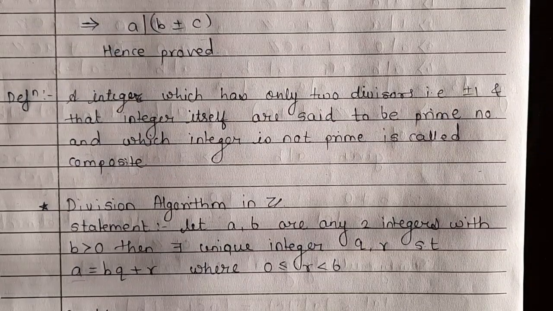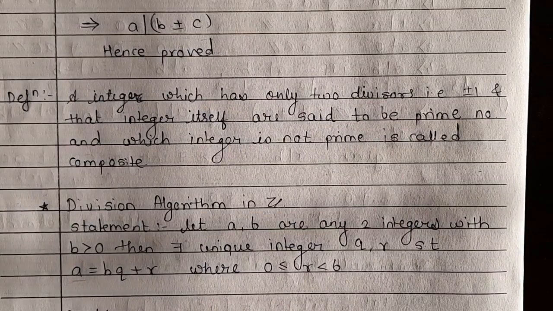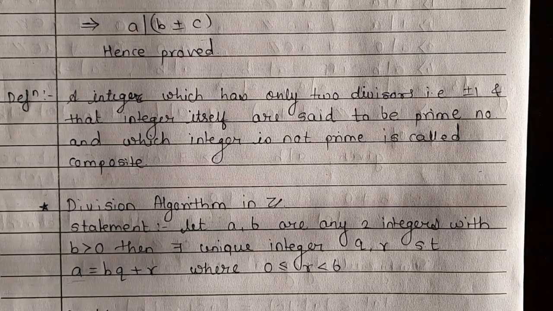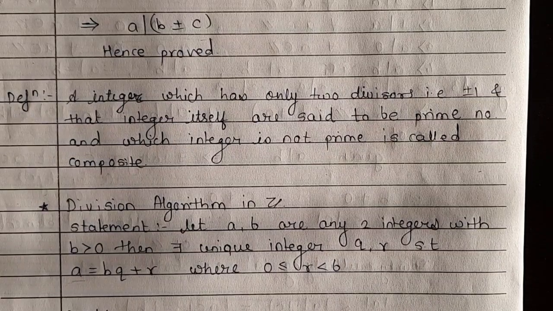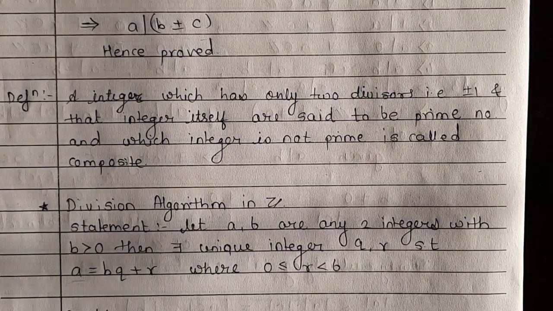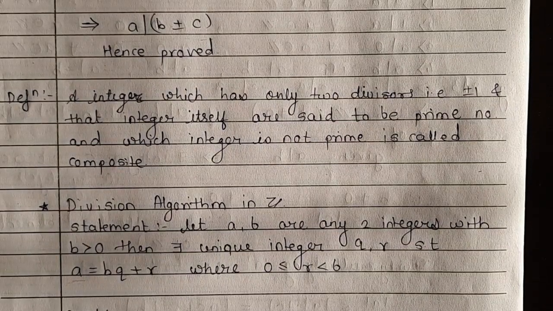In a lower class we studied this theorem, now we prove it. So what is the division algorithm? Let us see the statement. Let a and b be two integers with b greater than 0, then there exist unique integers q and r such that a is equal to bq plus r, where r is between 0 and b. Now let me give you an example so that you will understand it better.